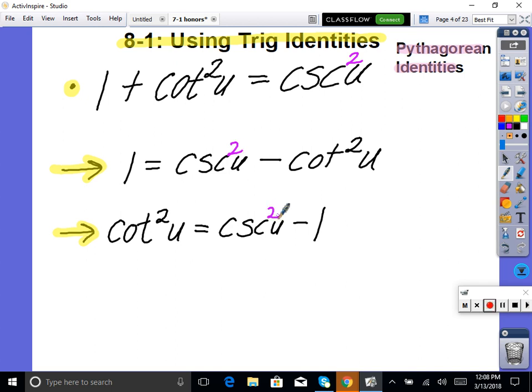So 1 plus cotangent squared is cosecant squared. So then we could take this and manipulate it. And we would get these as well. So this is the original.